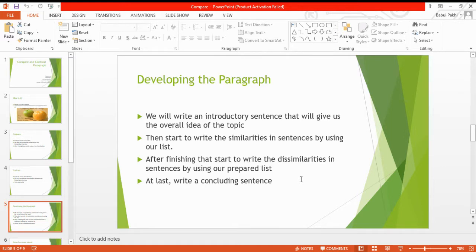At last, write a concluding sentence. As I have already said, a compare and contrast paragraph is not an exception. It is not different from other types of paragraphs. In every paragraph, you have to write an introductory sentence in the very beginning, and at the end point, you have to write a concluding sentence. And of course, for this compare and contrast paragraph, you have to write a concluding sentence.